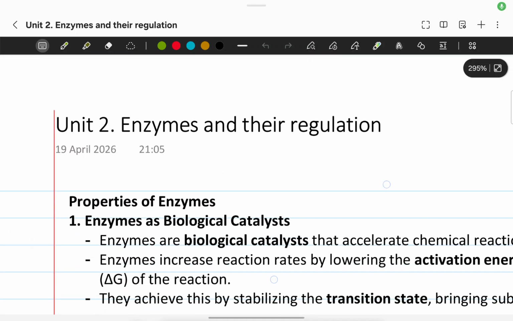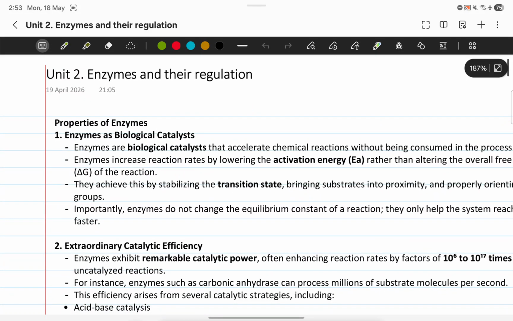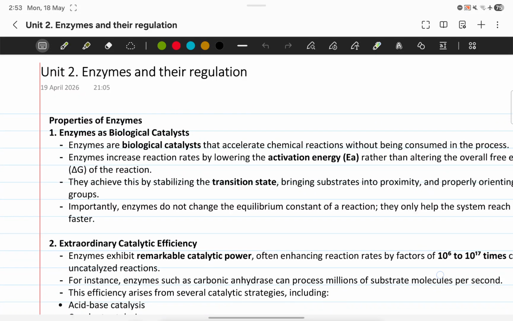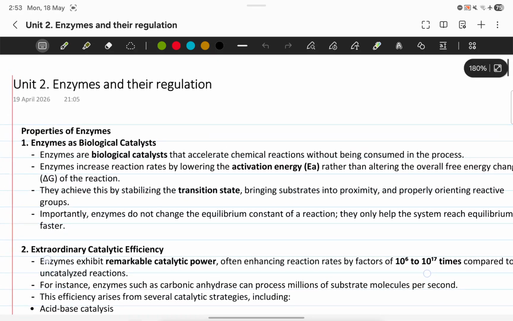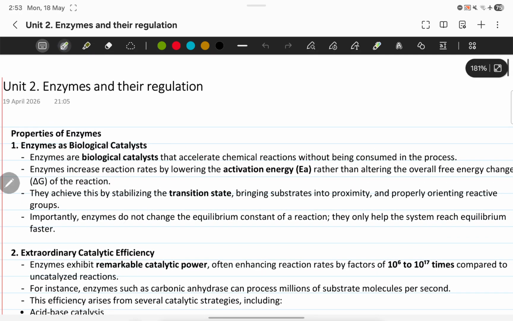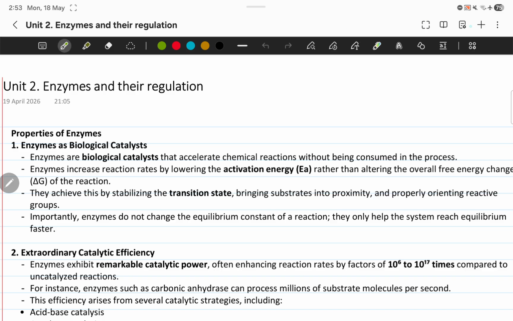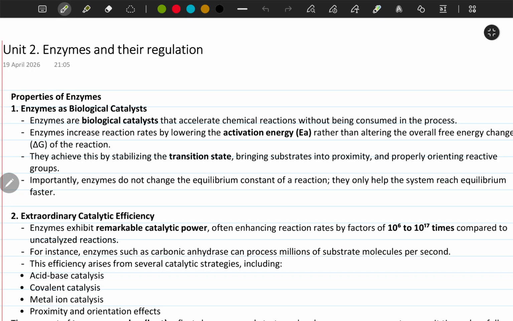Today we'll be doing enzymes and their regulations. So, properties of enzymes. What are the properties of enzymes? Enzymes are biological catalysts. They accelerate chemical reactions. Whatever chemical reaction is happening, they accelerate it without being consumed in the process.